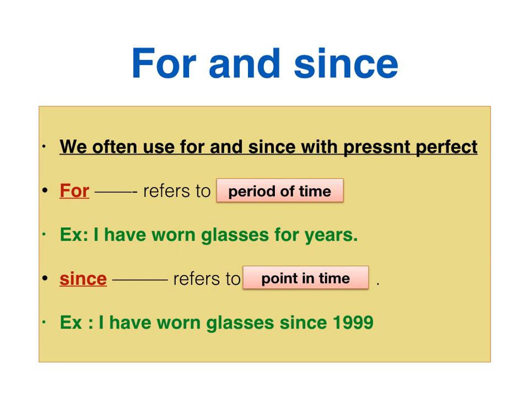Since. Since refers to a point in time. For example, I have worn glasses since 1999. So where is the point in time? It's 1999. So we put it after the word since.